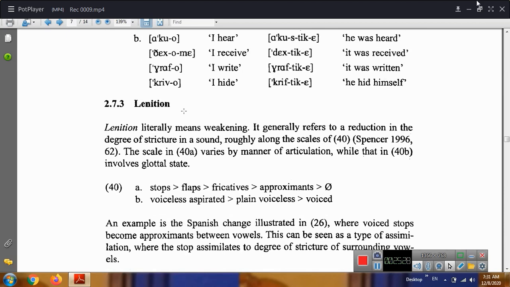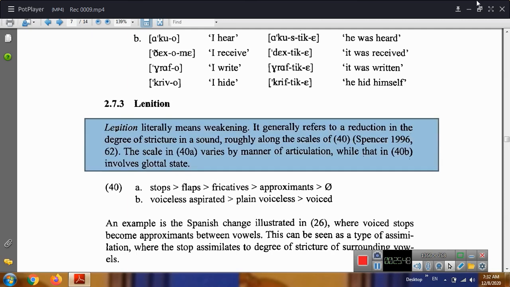Another process is lenition. Lenition means weakening, and lenition can cover many other processes like flapping, fricativization, and other types of processes. And assimilation is a kind of lenition too. It generally refers to a reduction in the degree of stricture in a sound, roughly along a scale.